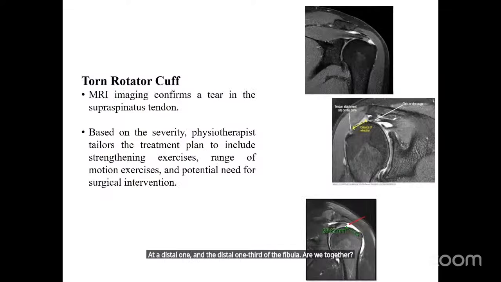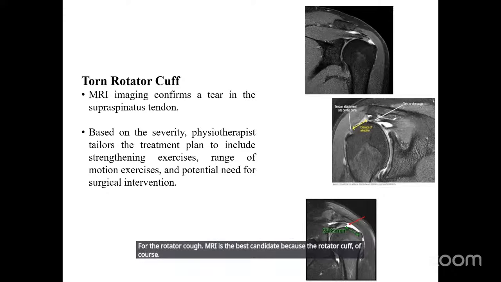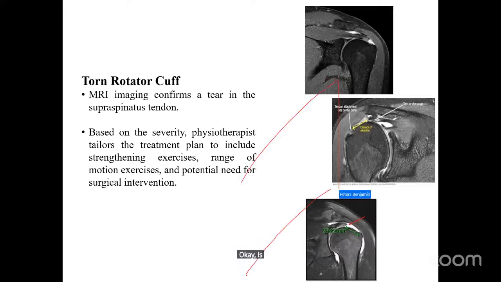For the rotator cuff, MRI is the best candidate because the rotator cuff, of course, is a tendon assessment.